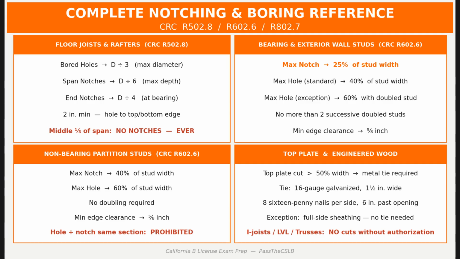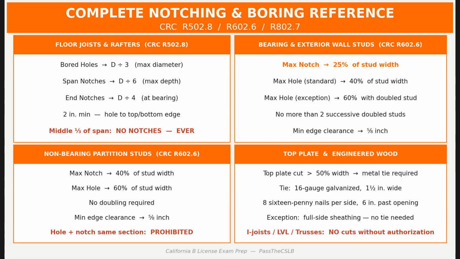Non-bearing notches relax to 40%. Holes in bearing walls start at 40% and can only reach 60 with a doubled stud. Non-bearing holes go directly to 60 with no doubling. The pattern is tight for bearing, relaxed for non-bearing, and the 60% exception in bearing walls always requires the doubled stud.